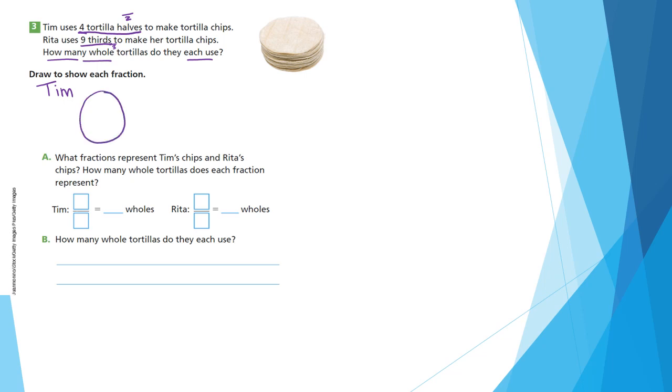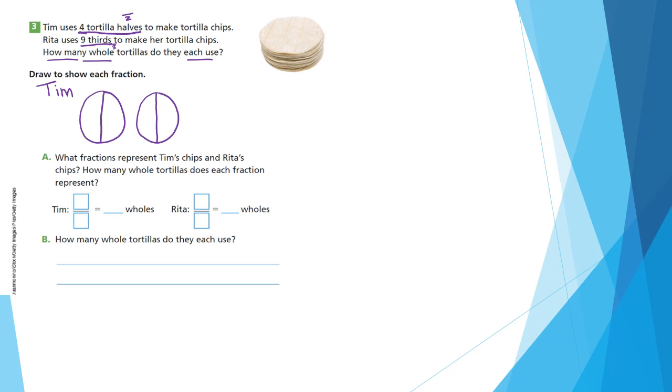Okay, and I know that his tortilla is broken up into 2 equal parts, and I have 2 halves. But the problem is saying that he has 4 halves. So I know that I have to go ahead and draw another tortilla. And I'm going to cut this up into 2 equal parts. And it looks like I have 4 halves now. So that would be the model for Tim's.